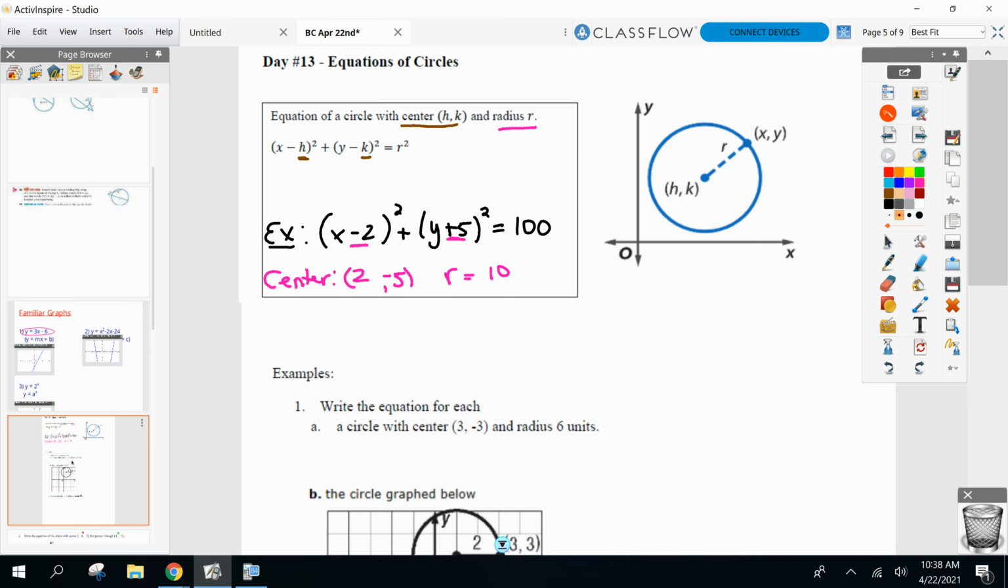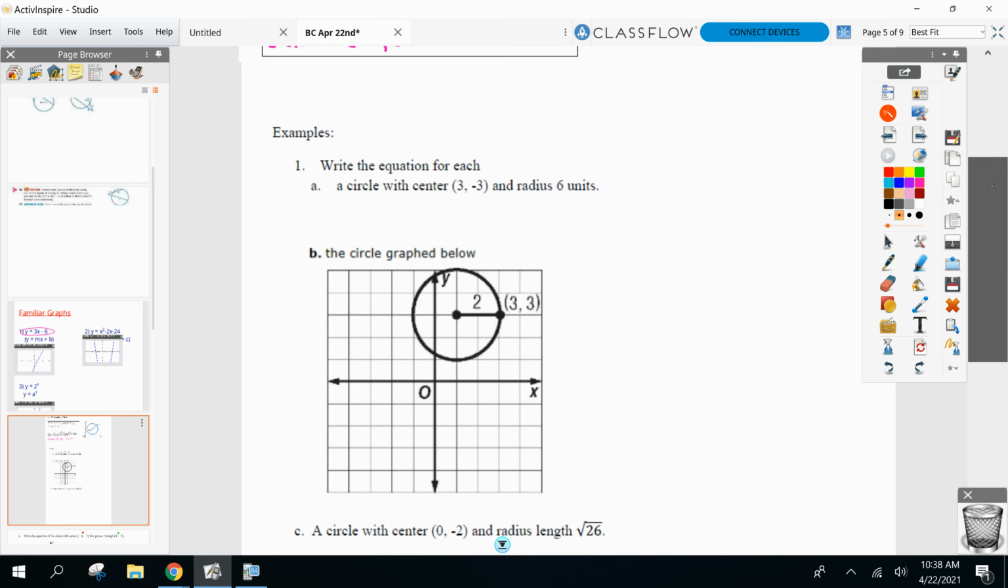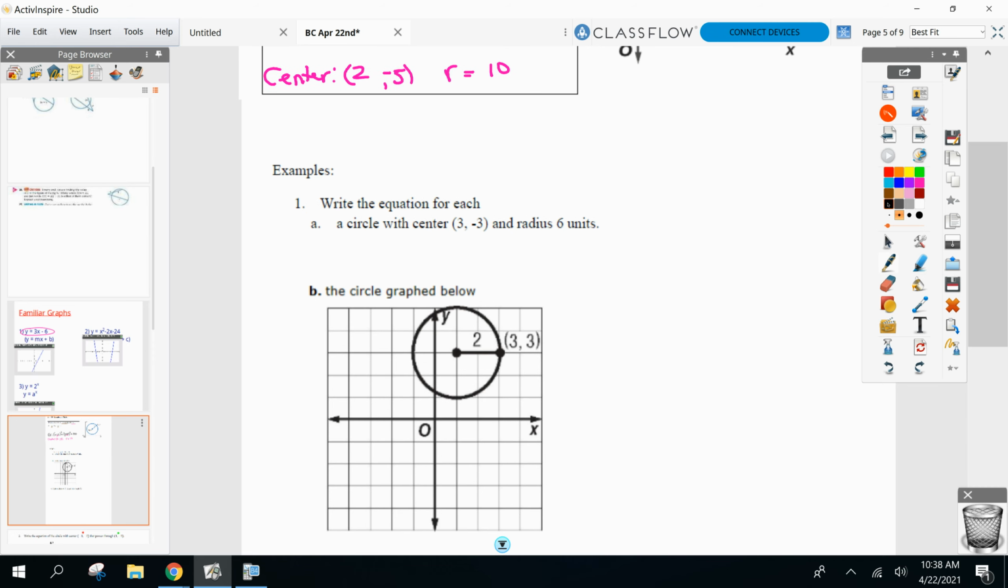All right, next. Now I want you to write the equation. I'll give you the information you need. You give me the equation back. So 1a, I got a center at 3, negative 3, and a radius of 6. Write the equation now. Remember, the only things you should be plugging in for are h and k, which is the center, and the radius length. Those are the only two things I got to plug in for.